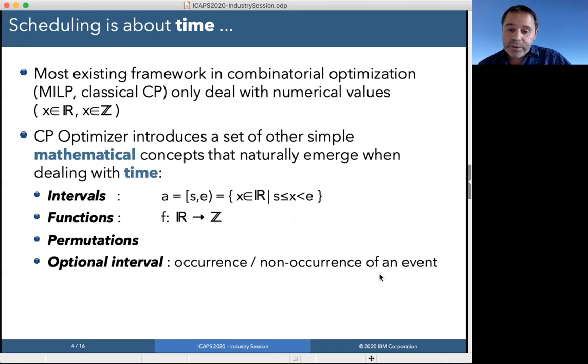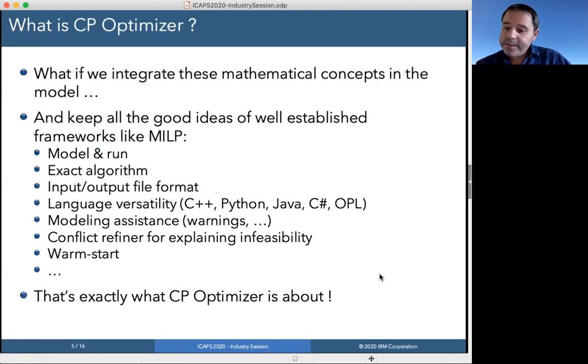So the idea of CP Optimizer is to integrate these simple mathematical concepts in the model, while keeping all the good ideas of other well-established optimization frameworks like mixed integer programming, in particular the model-and-run approach, of course the completeness of the search, some input-output format to exchange the problem instances, the possibility to use your favorite programming language to define the model, be it C++, Python, Java, or OPL, if you know OPL.